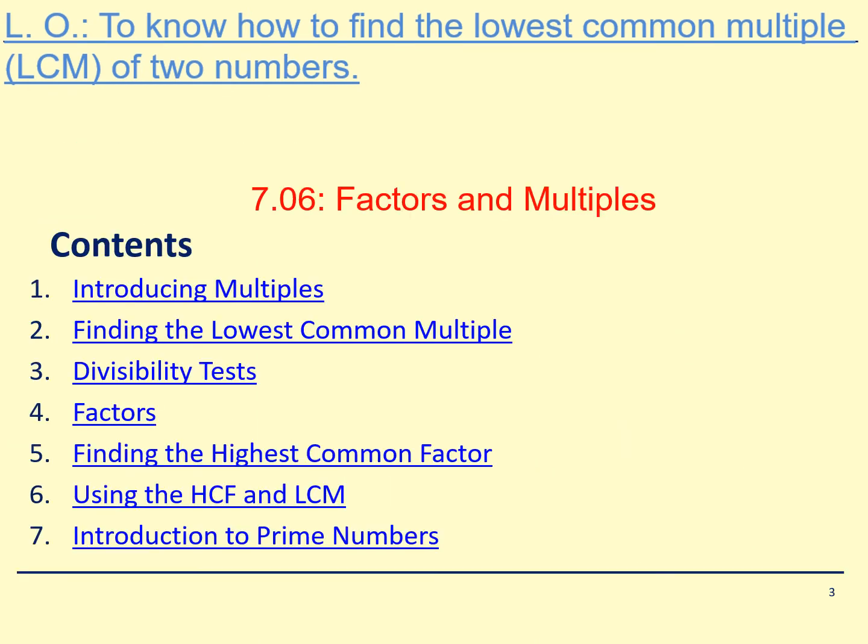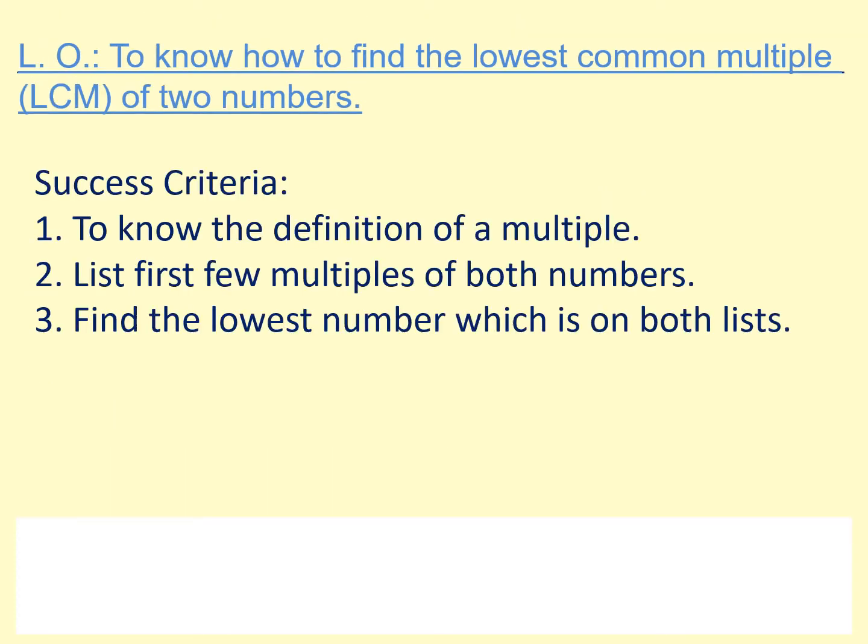So this is the second lesson in factors and multiples. In the previous lesson, we learned what multiples are, and today we are going to learn how to find the lowest common multiple of two numbers. Success criteria: to know the definition of a multiple, so this is what we learned on the last lesson; to list the first few multiples of both numbers, which we started on the last lesson as well; and to find the lowest number which is on both lists.